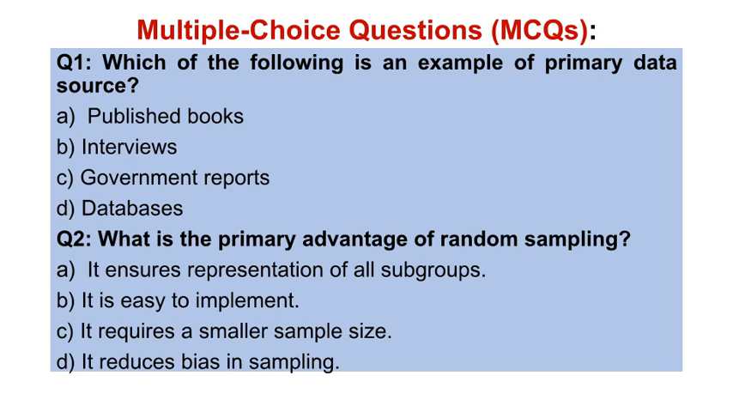A. It ensures representation of all subgroups. B. It is easy to implement. C. It requires a smaller sample size. D. It reduces bias in sampling. Correct answer is A. It ensures representation of all subgroups.